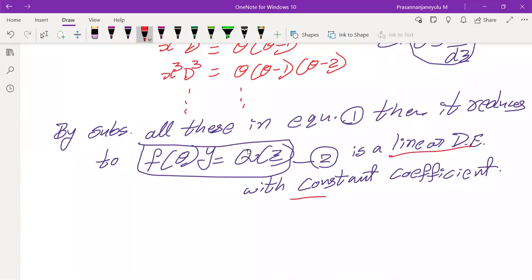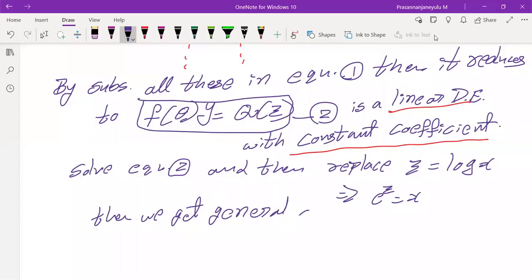From the starting of the second unit, we learned only how to find the solutions of linear differential equations with constant coefficients. Using those procedures, we find the solution and then replace z with log x. Then we get the general solution of the given DE. This is the concept.